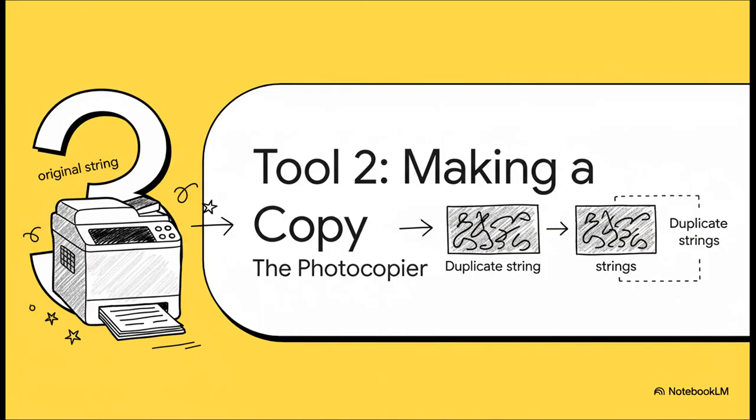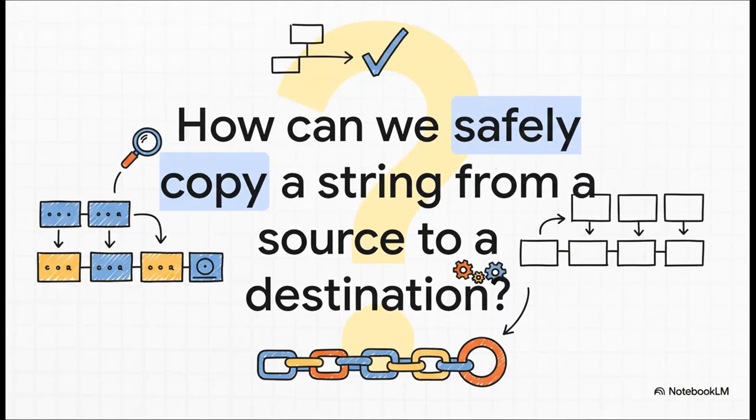All right, tool number 2 for our kit, the photocopier. A lot of the time, you don't want to mess with your original string, right? You want to work on a duplicate. This tool is going to let us make a perfect, totally separate copy. Now, the trick here is making sure we end up with a valid new string.